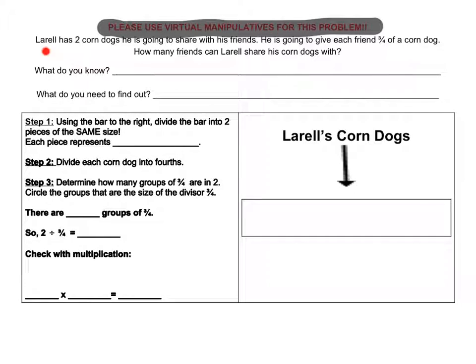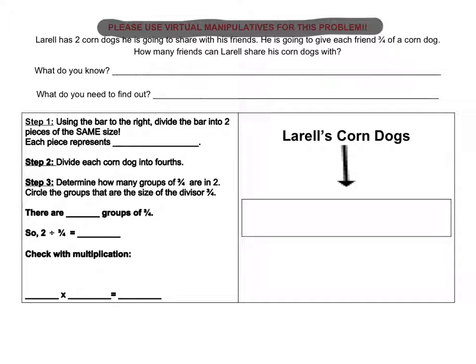Laurel has 2 corn dogs that he is going to share with his friends. He's going to give each friend 3/4 of a corn dog. How many friends can he share his corn dogs with? What do you know? That's what you should write from the problem. What do you need to find out?